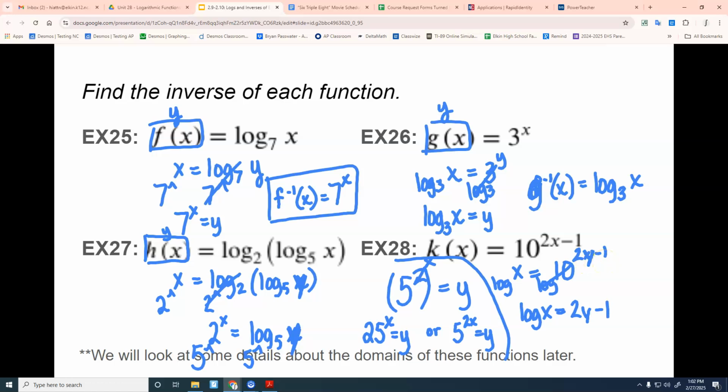And then from here, you are just solving the rest of that equation, right? So, Zoe, what would we need to do next? Add 1. So we got log x plus 1 equals 2y.